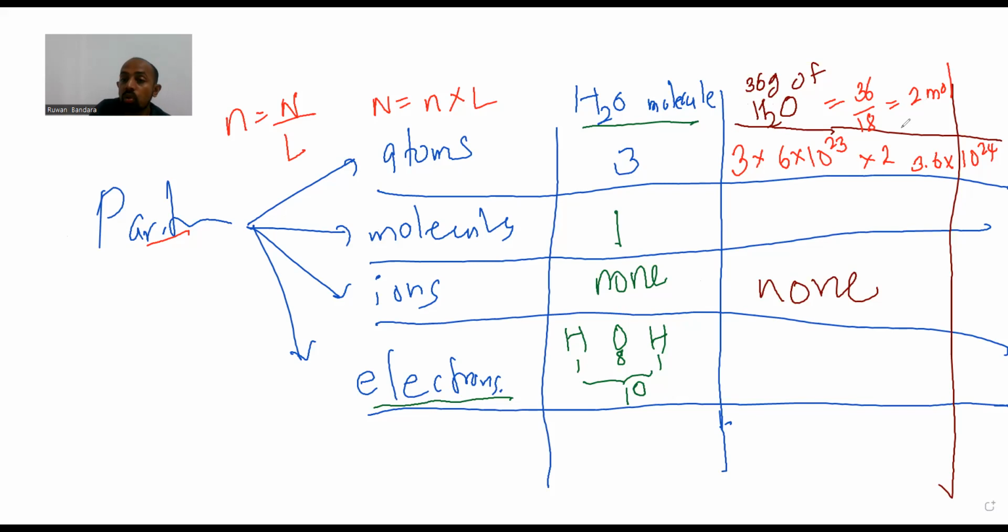Here you have 2 moles, therefore 6 into 10 to the power 23. I use the rounded value into 2. So the answer will be 1.2 into 10 to the power 24. Okay, one second.